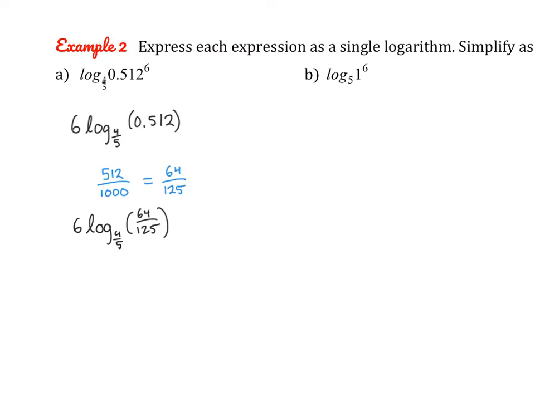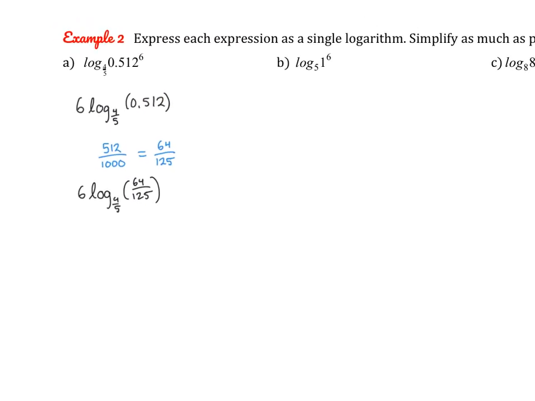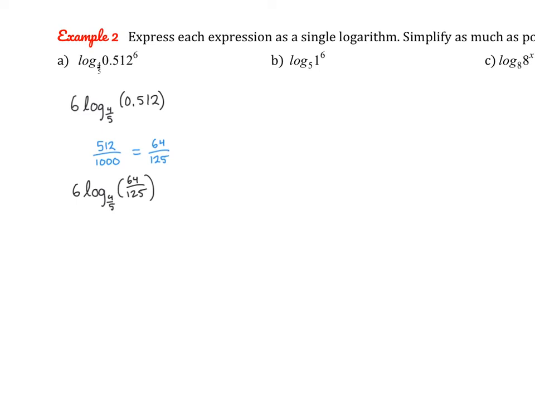So again, anytime there's a decimal here, we're going to try rewriting it as a fraction to see if we can simplify. So let's see now if we can simplify this logarithm. So we have 4/5 to what power equals 64 over 125. Well, 4 cubed is 64, 5 cubed is 125, so it's actually 3. So we have 6 times 3, which is what the logarithm is equal to, which is 18.